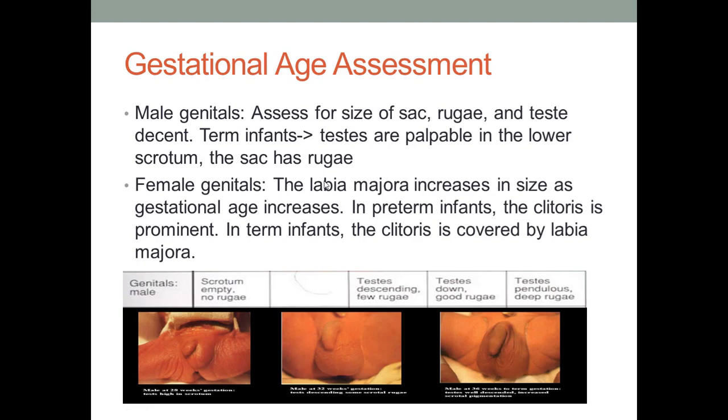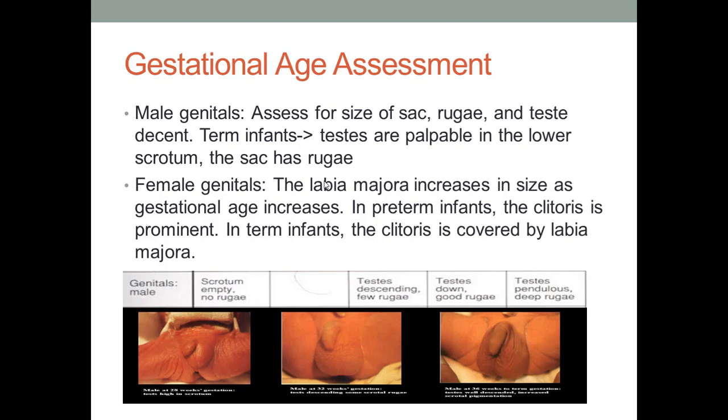Genitalia. In the males, we're going to assess the scrotal sac, look for rugae, the wrinkles basically, and make sure that the testes have descended. In a term baby, when you feel their scrotal sac, as you can kind of see in the third picture on the bottom, you can tell that the testicles are descended. You can see them in the sac. But in the first picture, this preemie baby, you can definitely tell that the testes have not descended. And there are very, very few wrinkles on the premature baby in the first picture.